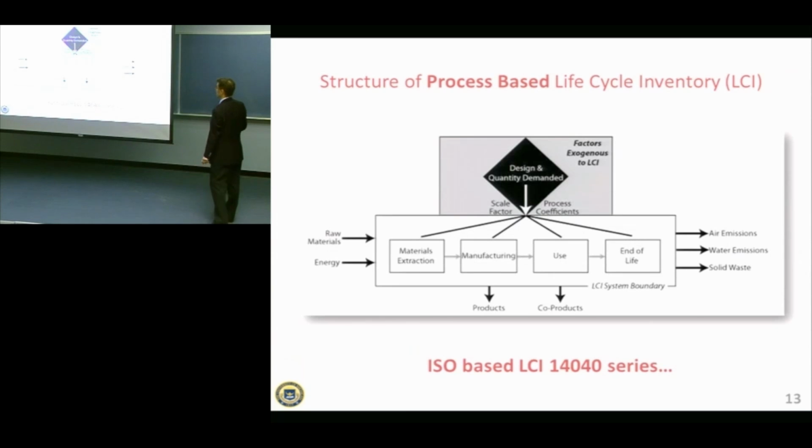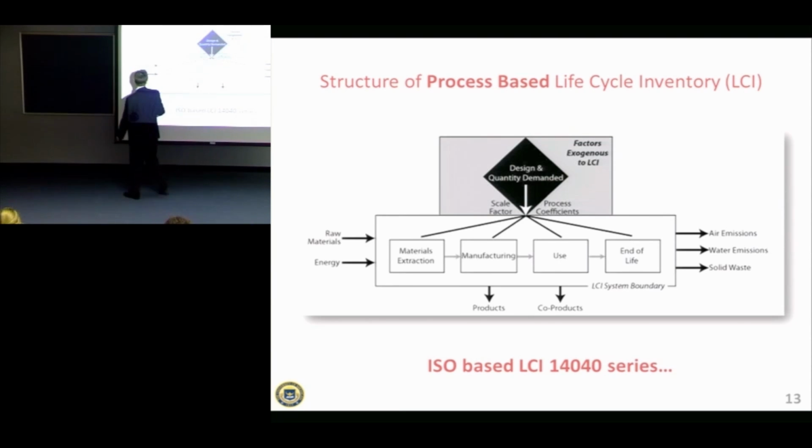So this is one representation. We've looked at one form of this already. This is just another way of looking at LCI. You've got your raw materials and energy coming in to each of your unit processes across the life cycle. You've got your products, your co-products, your emissions, and wastes. And what's exogenous, or outside the system boundaries, is the design of the product. This is a thing that already exists in LCI. And you're going out and making measurements on the unit processes within your system boundaries. So the design of that product is linked, and then the number of units that you're talking about.